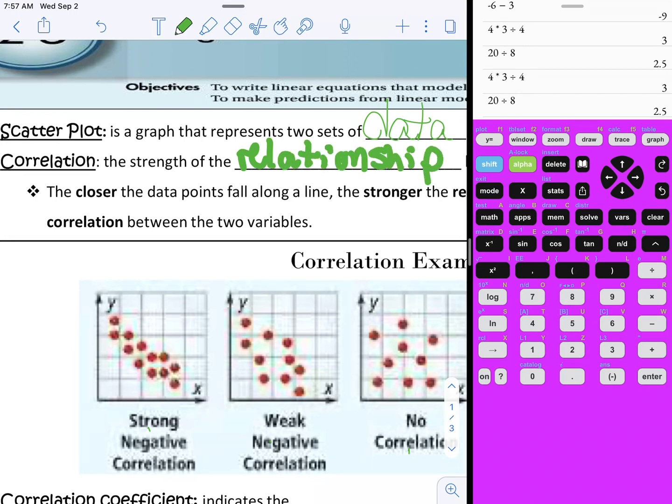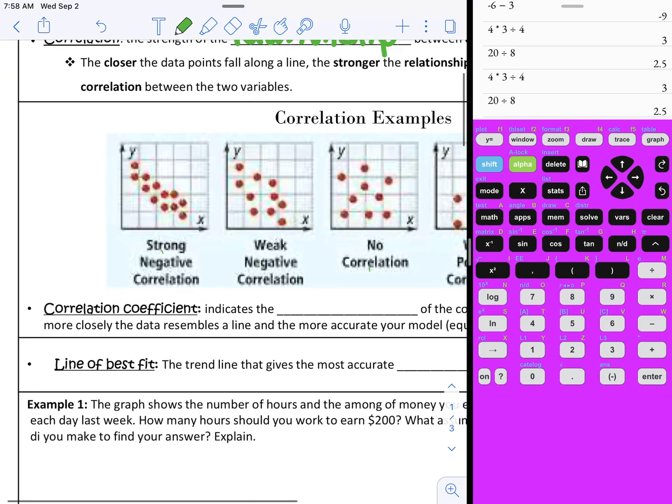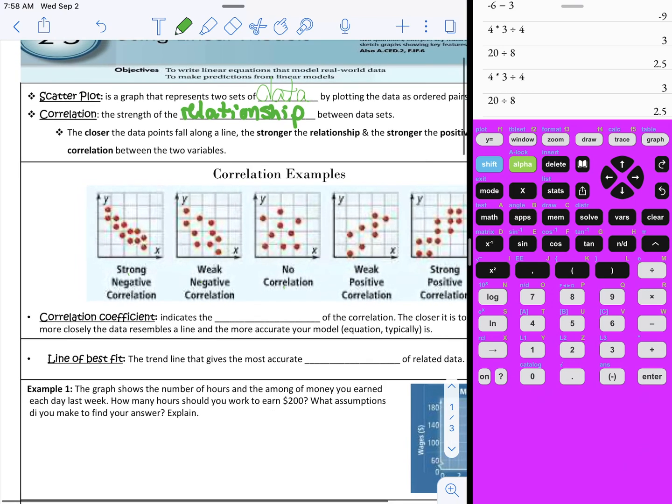Like, how well do they actually correlate together? Does one kind of predict the other? If you've got a strong correlation, then you can be like, yeah, that's a pretty solid prediction. Or if they're like, yeah, that doesn't really match up, then that's a really weak correlation. And you can see this one's negative because it goes downhill. This one does go downhill, but it's not quite as strong, like tight knit together.